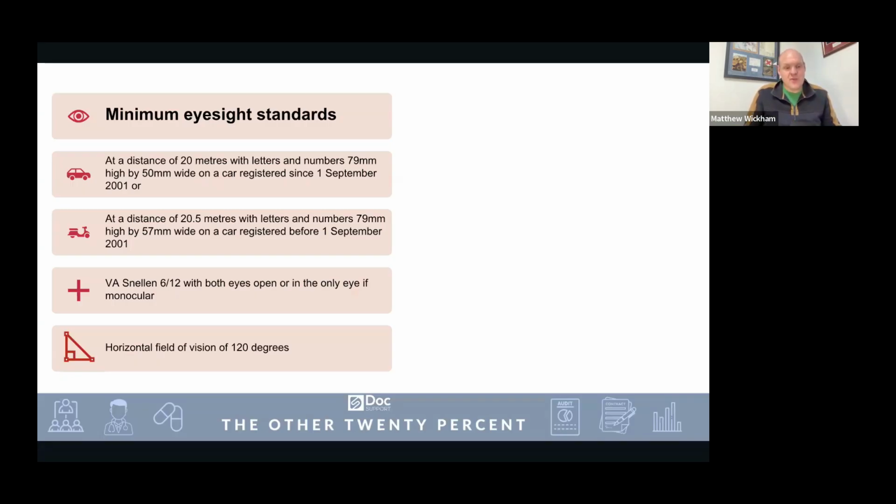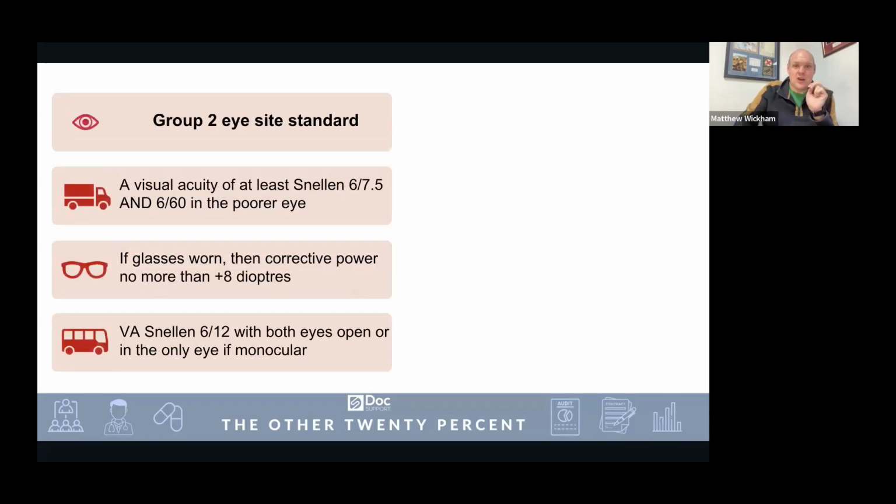Okay. Visual acuity, a Snellen chart of 6/12 with both eyes open or in the only eye if monocular, and horizontal field of 120 degrees. Okay, so can you see the peripheral arcs? What I would say about this is, however you remember these weird and wonderful facts, make sure that you push them in and get them down, because it's a really good one.